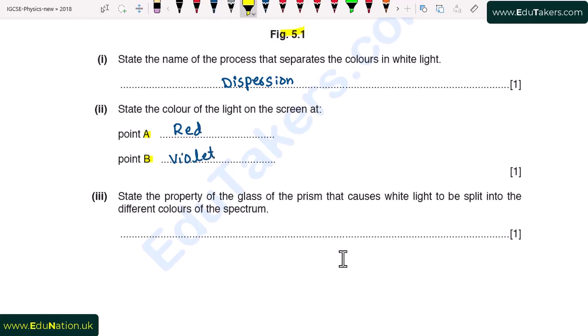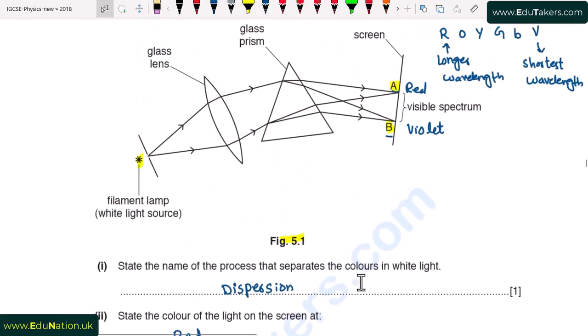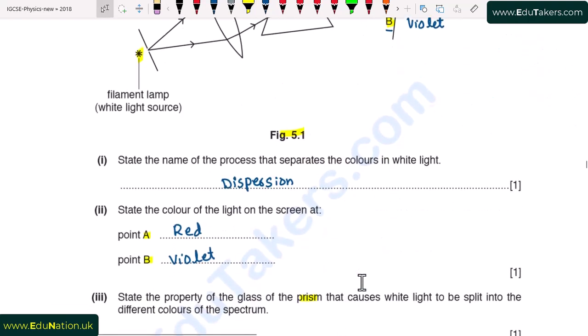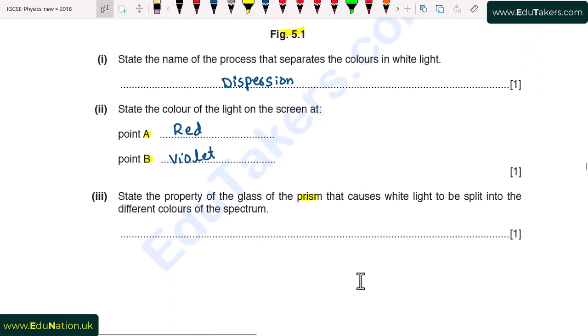Part 3, state the property of the glass of the prism that causes white light to split into the different colors of the spectrum. So there are different colors in white light that is given here: red, orange, yellow, green, blue, violet. All of these colors have different wavelengths, and these different colors of light travel at different speeds in the glass.